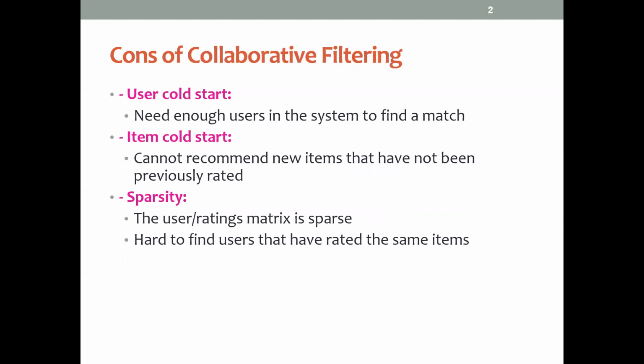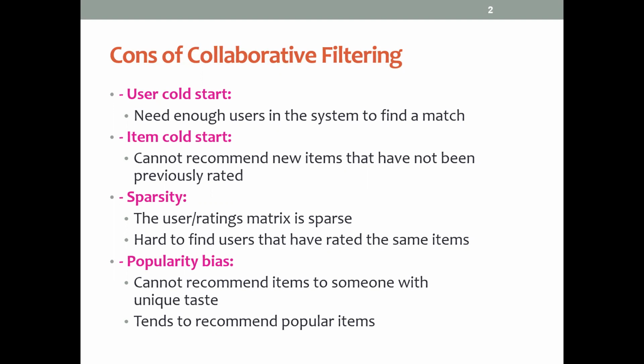The third disadvantage is the sparsity problem. Basically, the user-item ratings matrix is very sparse, and it's very difficult to find users that have rated the same items. And the fourth one is the popularity bias. It cannot recommend items to someone with unique taste, because collaborative filtering tends to use the quality judgments of other users. Basically, that means it will be heavily subject to popularity bias and tends to recommend popular items.